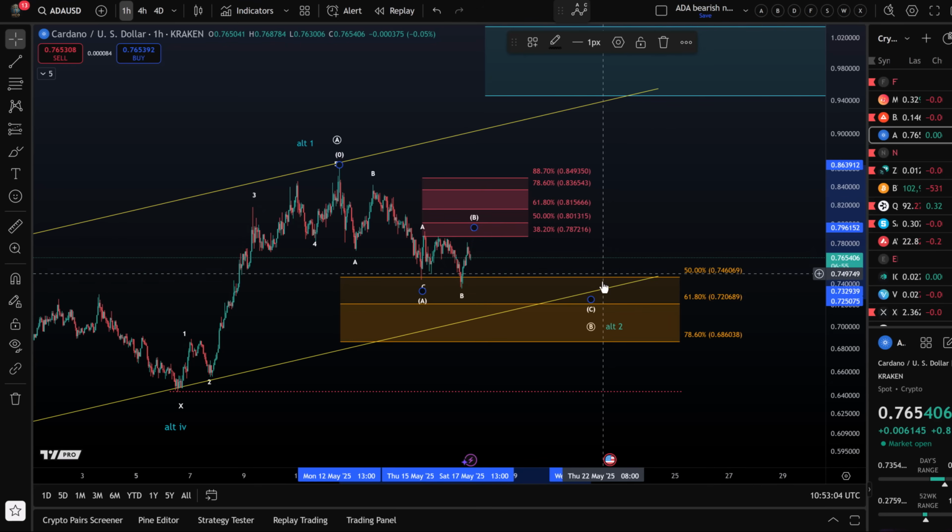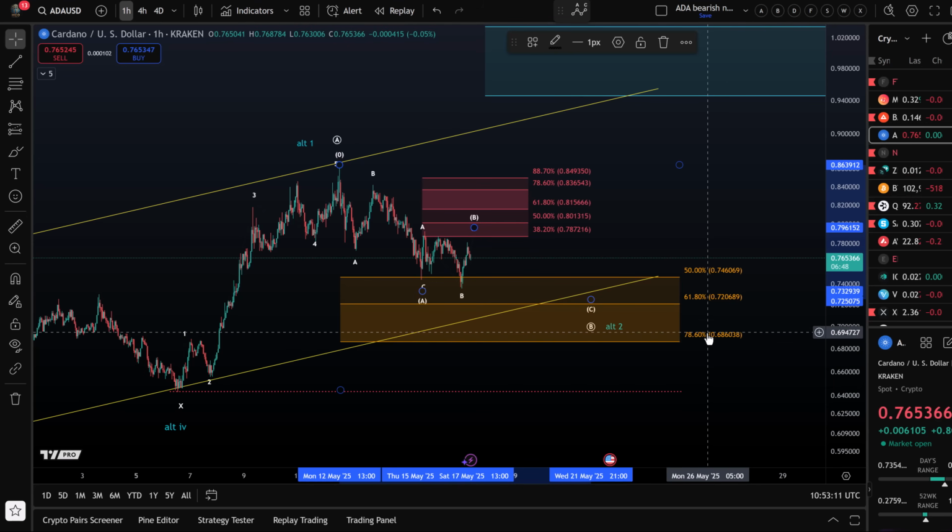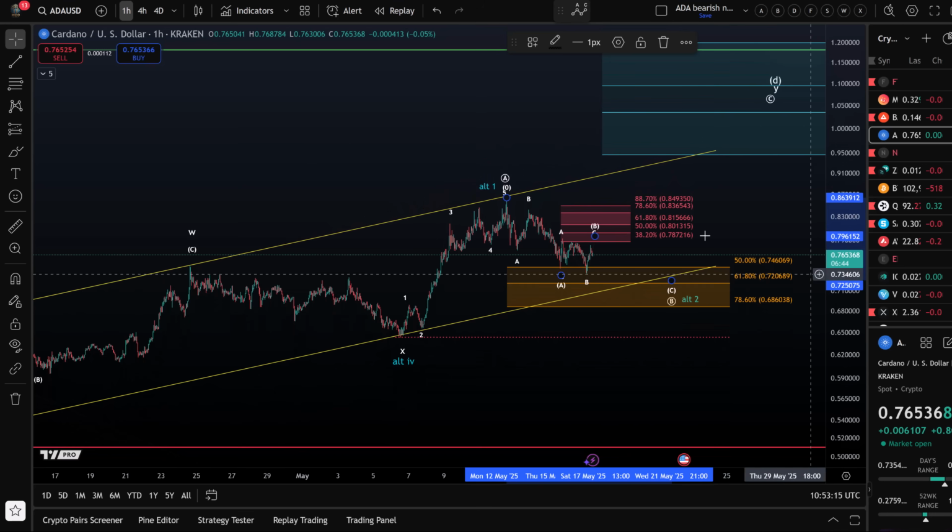So yeah, I think over the weekend we might see further consolidation, a bit of grinding in this range. 68.6 cents is really the main support that needs to hold to keep this scenario that we're tracking here alive. Below that level might need a bit of a reinterpretation.